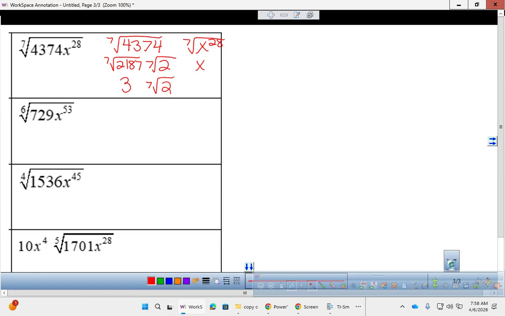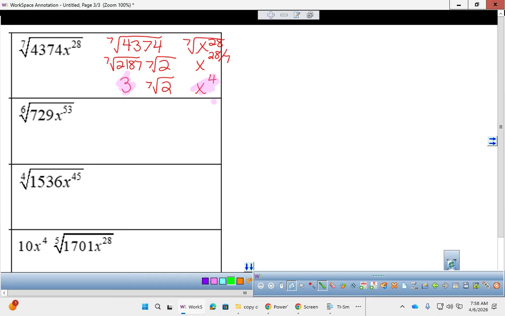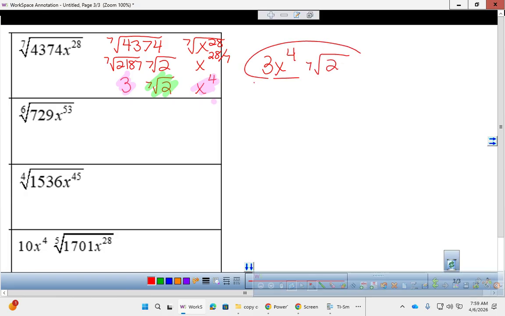For this part, I can do inside divided by outside, and it works out really nicely to x to the 4th. 28 divided by 7 is x to the 4th. My final step is just to do some rearranging. I'm going to put these two things next to each other and have this go after. So my final answer is 3x to the 4th, 7th root of 2. I didn't change any values there, just reordered them. You okay with that one?